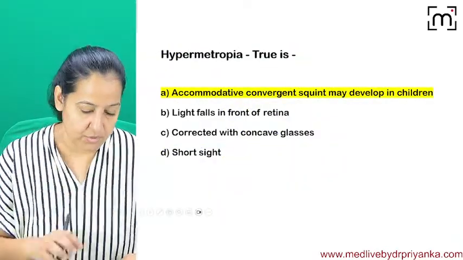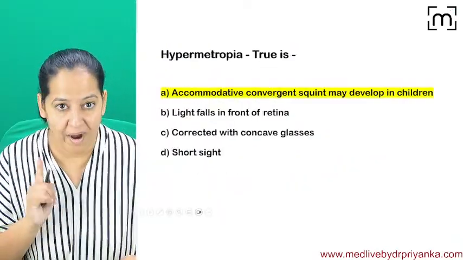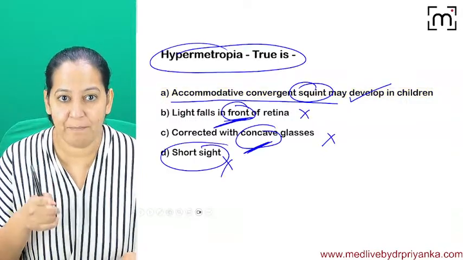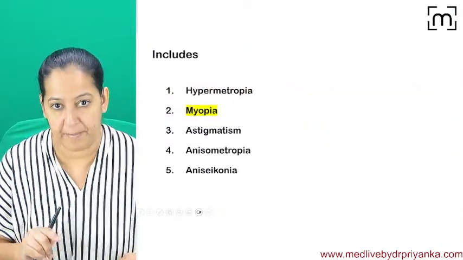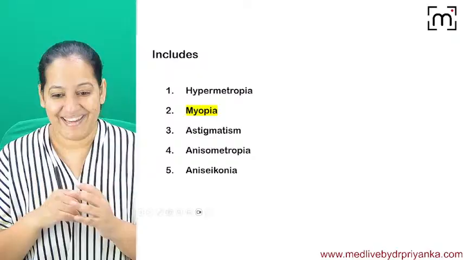So A is correct. The other three we have excluded. You should know why the other three are not correct. They may be correct for myopia, not for hypermetropia. Let's start my second disease.